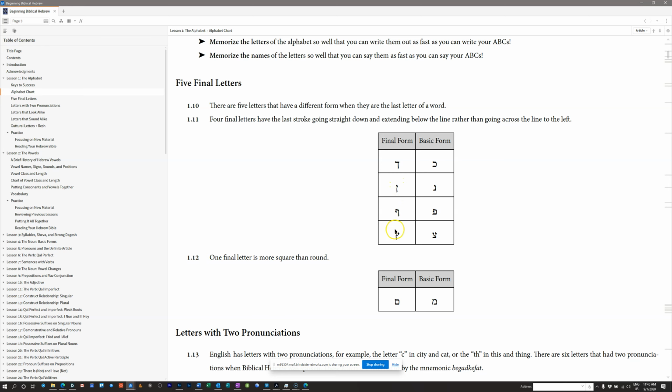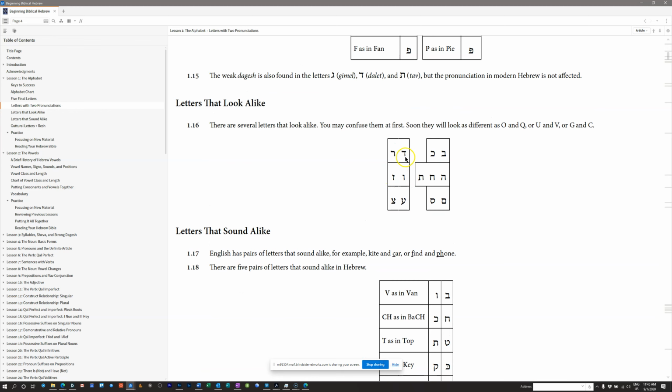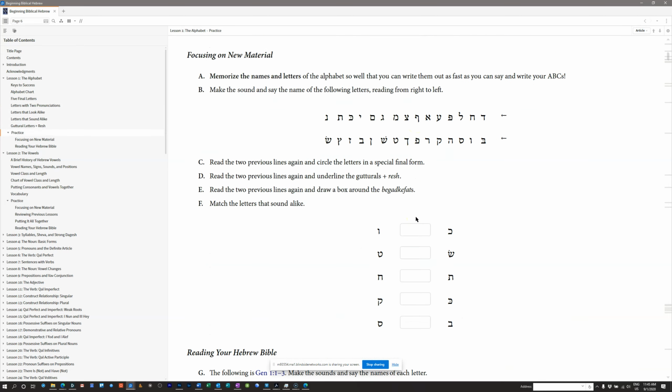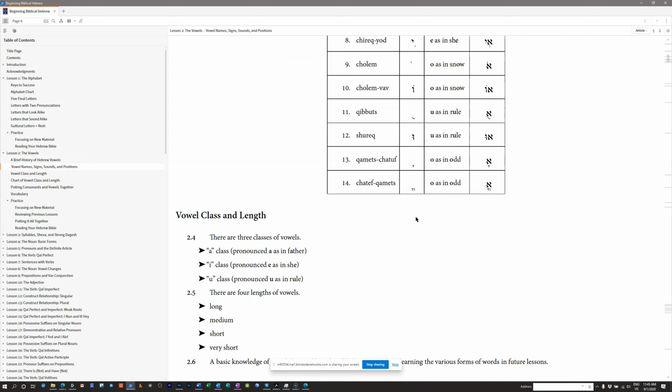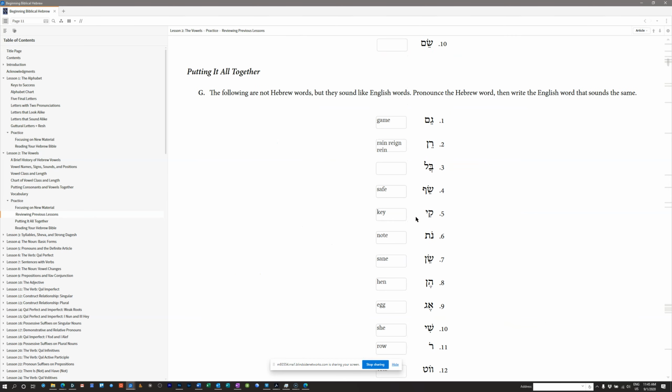So let's take a look at, well, here you go. He actually doesn't compare the vav and the final nun. Let's go back to our practice now. So you see how the final nun goes lower than the resh, all right? The pey goes lower than the sin, okay? So these final forms that drop low are actually going to extend below the baseline.